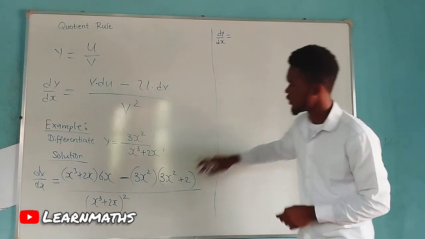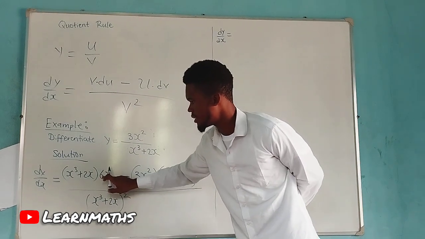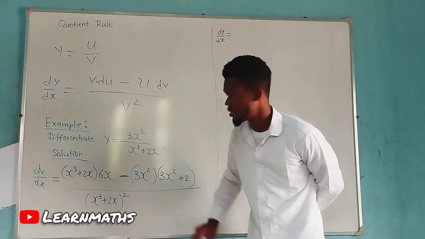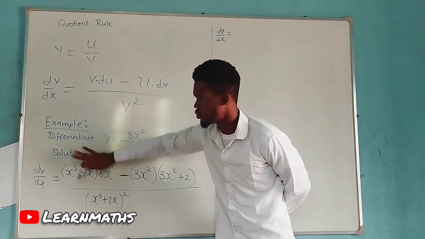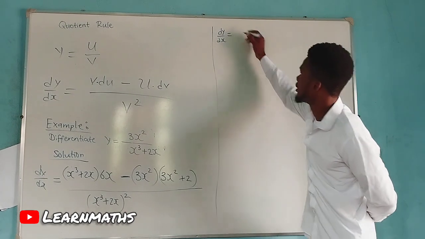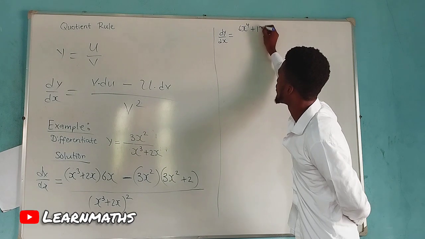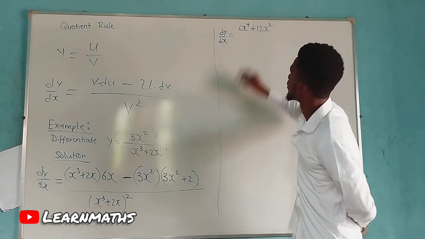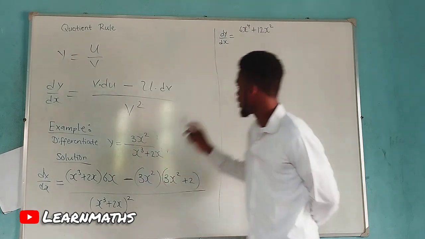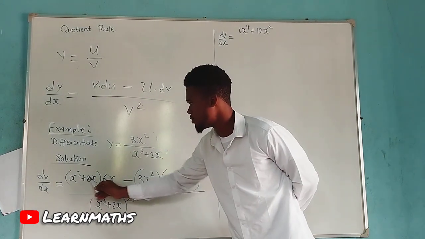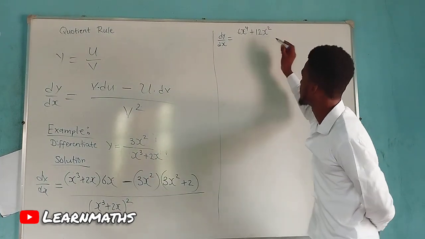Alright, so simplifying further, we're going to open these brackets and see where we arrive. To open these brackets, we multiply 6x with x raised to the power 3, and also multiply 6x with 2x. So this is going to be 6x raised to the power 4, plus 12x squared. For 6x to the power 4, this is 3, this is 1, that's a total of 4. Then 6 times 2 is 12, and x times x is x squared.